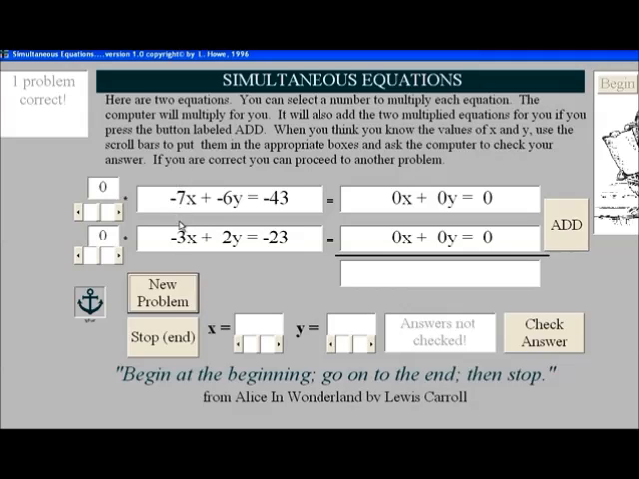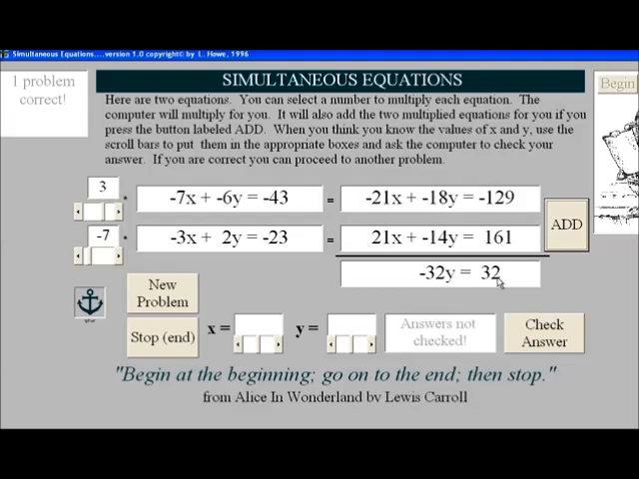So I'm going to get 21 here, so I'm going to multiply this by 3. Got negative 21, so I need this one to be positive 21, so I better multiply this by negative 7. The x's are set up to be eliminated. Let's kill them off. Boom, boom. Negative 32y is equal to 32, so y must be negative 1.